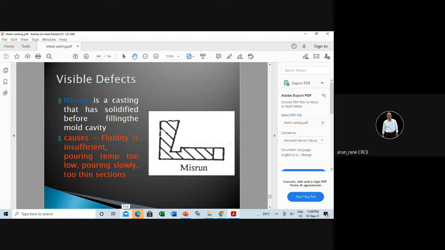And this is because the metal is not flowing properly, or the temperature of the metal is low, or we are pouring slowly, meaning we are pouring leisurely, or even sometimes if the sections are thin, then also you get misrun.